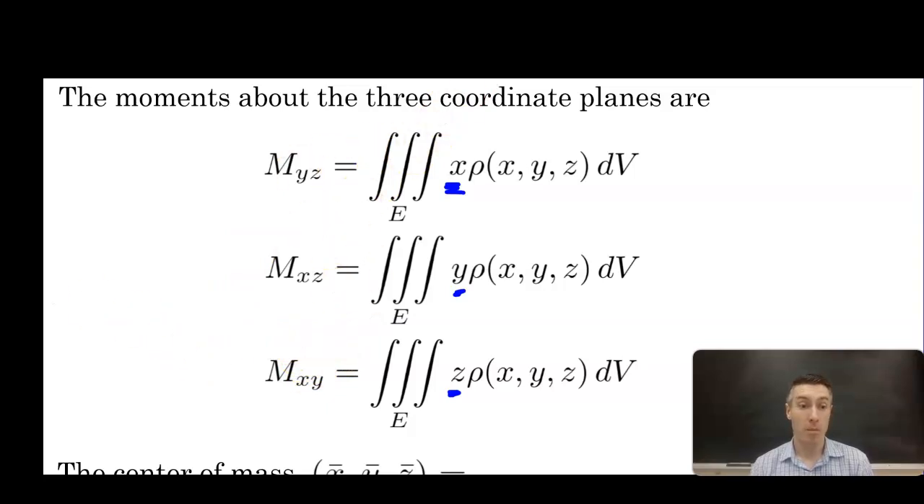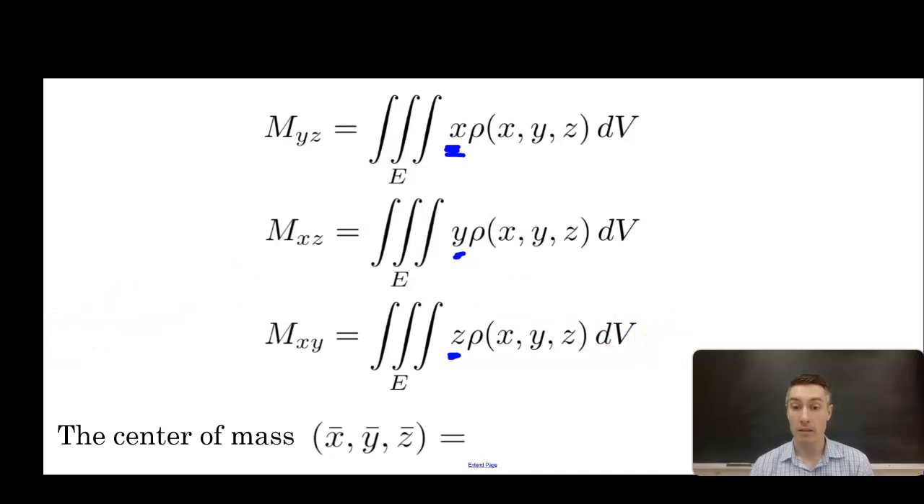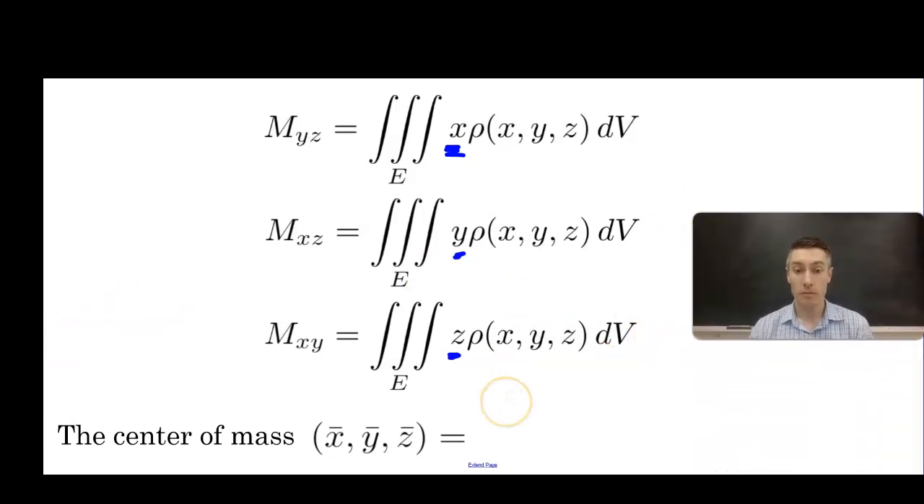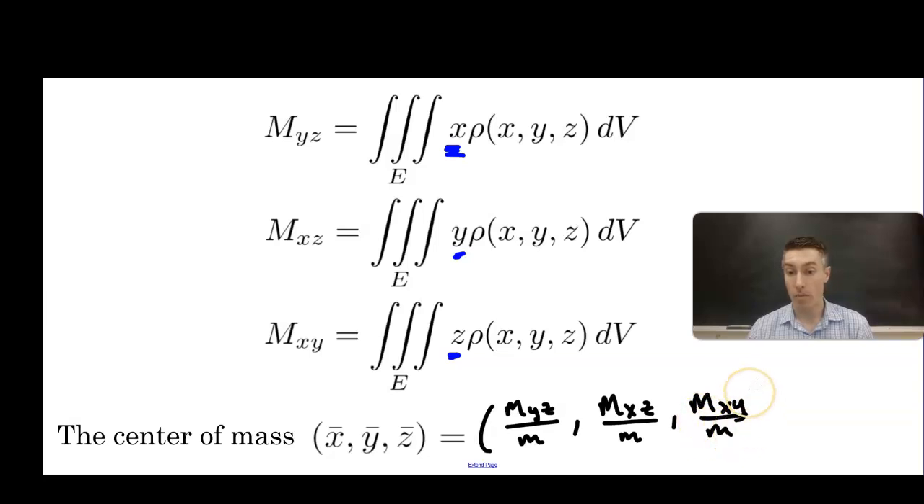Once we find these moments, we can combine them with the mass to find the center of mass. So x bar, y bar, z bar. So the x coordinate is going to be the moment about the yz plane divided by the mass. The y coordinate is the moment about the xz plane divided by the mass. And then the z coordinate is the moment about the xy plane over the mass. Right? And putting all these values together gives us the center of mass. And again, the moments are really just looking at how the density is distributed based off of the distance from one of the coordinate planes.